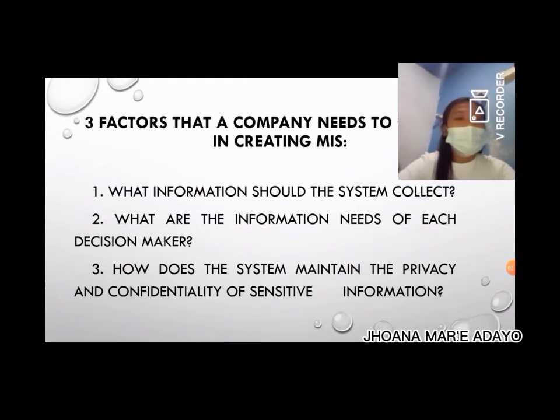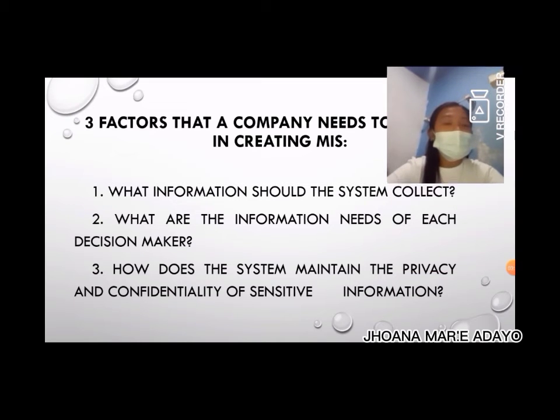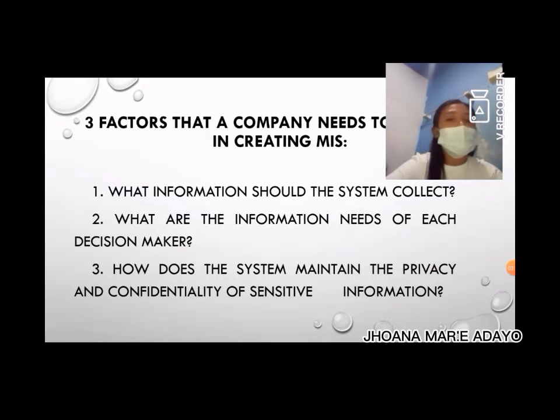There are three factors that a company needs to consider in creating MIS. First, what information should the system collect. The company should consider not only what information is important, but also the source of data in evaluating internal and external information sources. Because of the volume of information, they should know what to collect and consider.